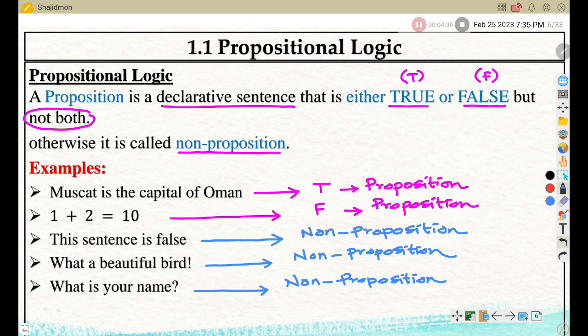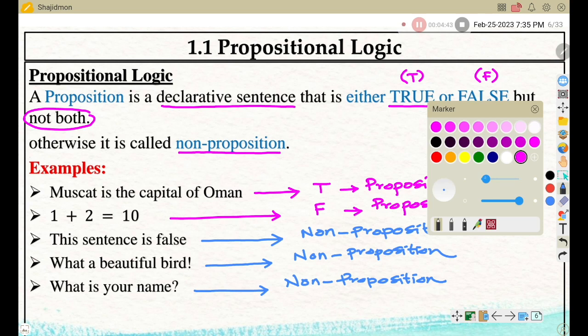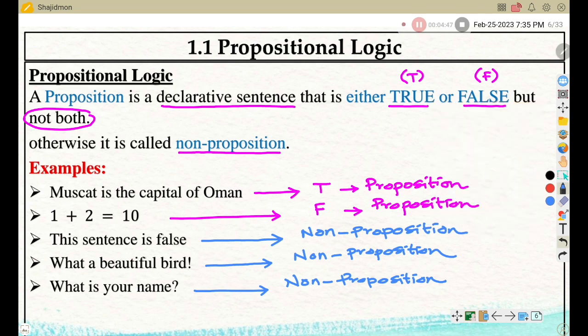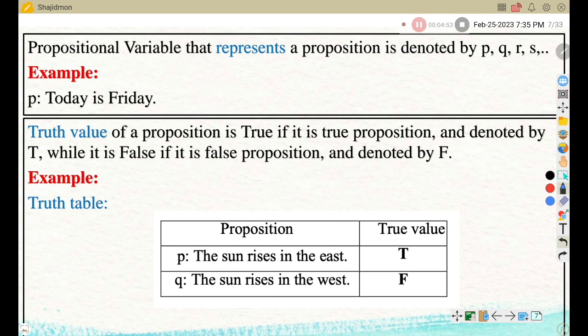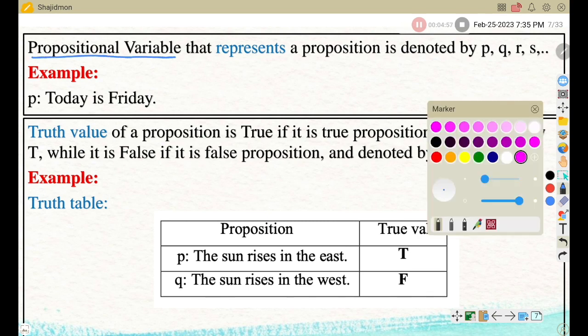So I hope you understood the meaning of proposition. A proposition is just a declarative sentence that is either true or false. Now we will go to the propositional variable. What is the meaning of propositional variable?